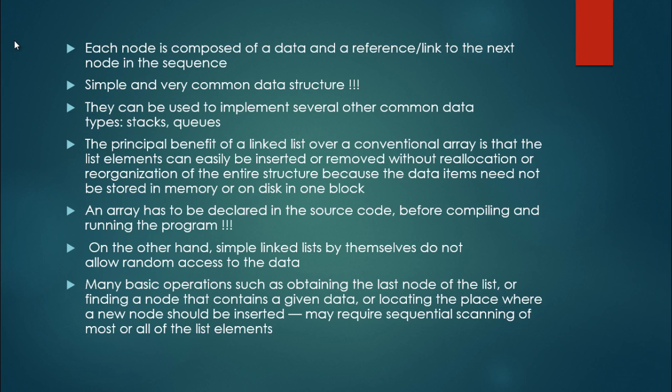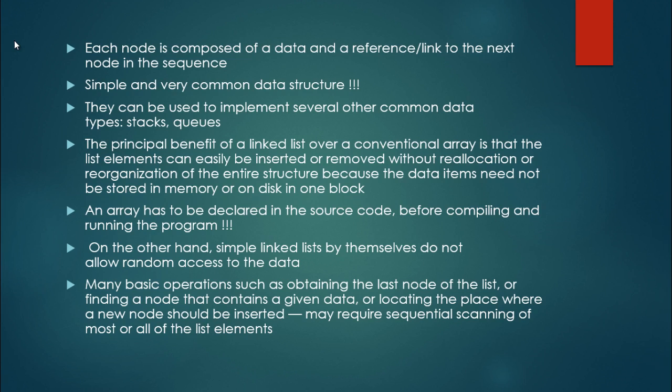It is a very simple and very common data structure, and it can be used to implement several other common data types such as stacks or queues. The principal benefit of a linked list over a conventional array is that the list elements can easily be inserted or removed without reallocation or reorganization of the entire structure, because the data items need not be stored in memory or on disk in one block.